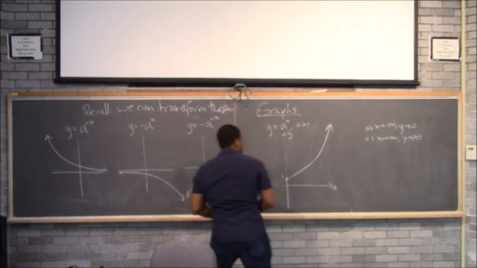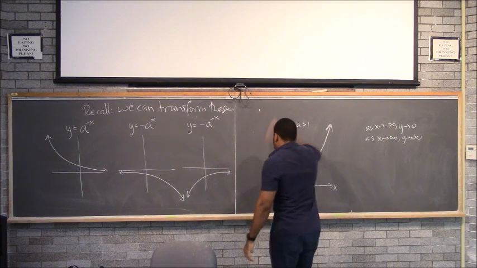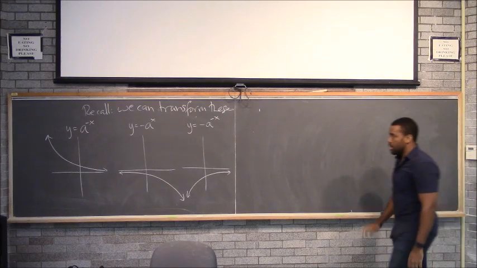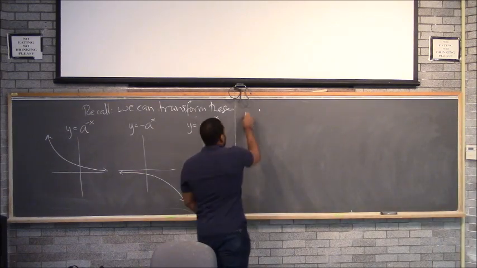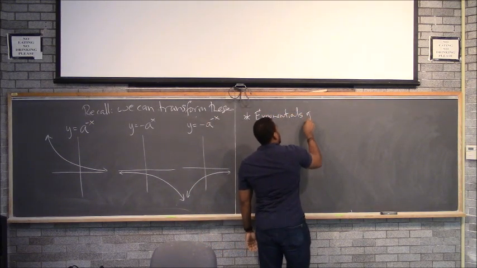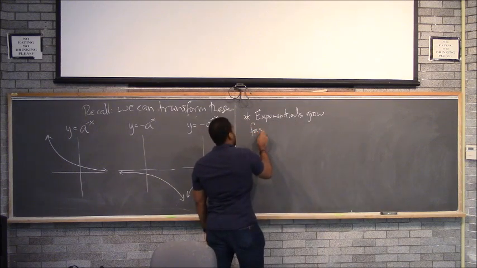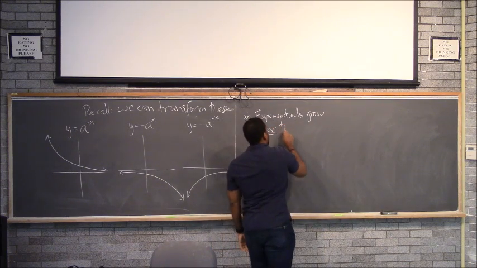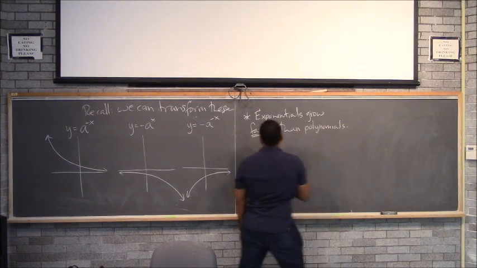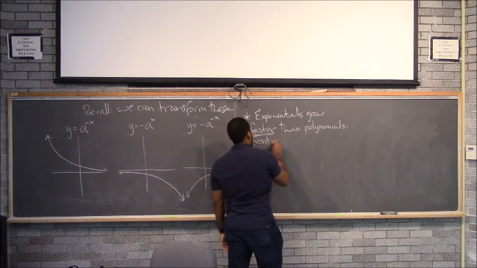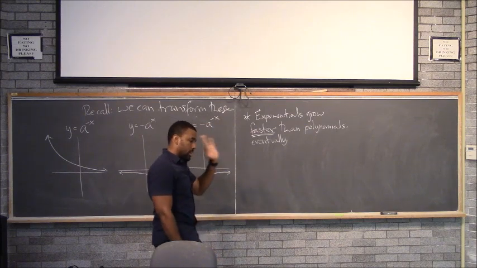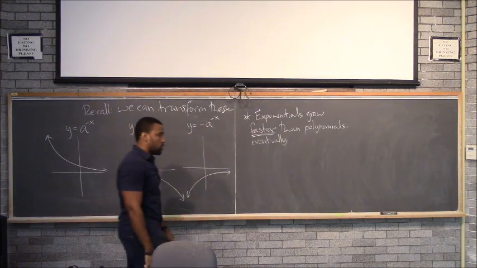Now, another idea that we will explore later on, but I might as well just mention it now since we're already here. Exponentials grow faster than polynomials eventually. Again, I'll extend this relationship further and we'll explore it a little further when we talk about limits.